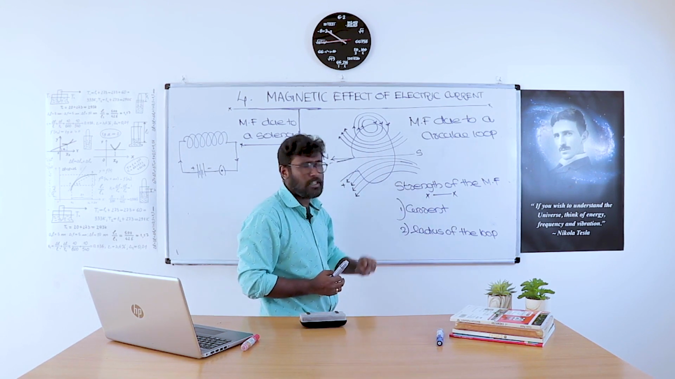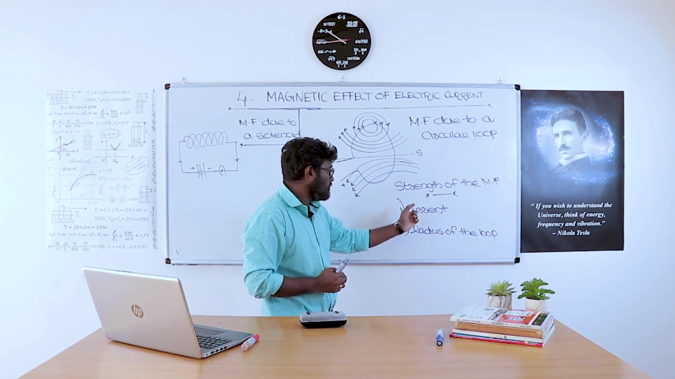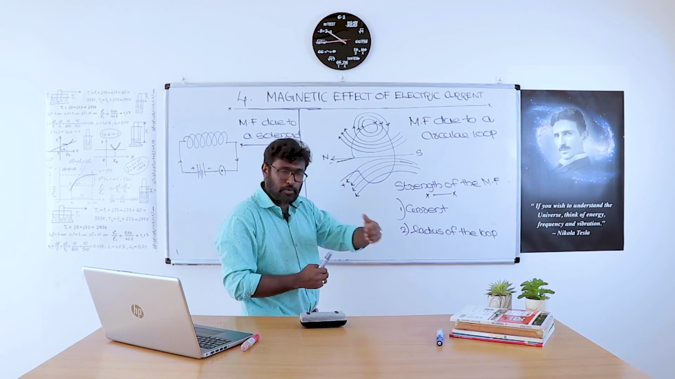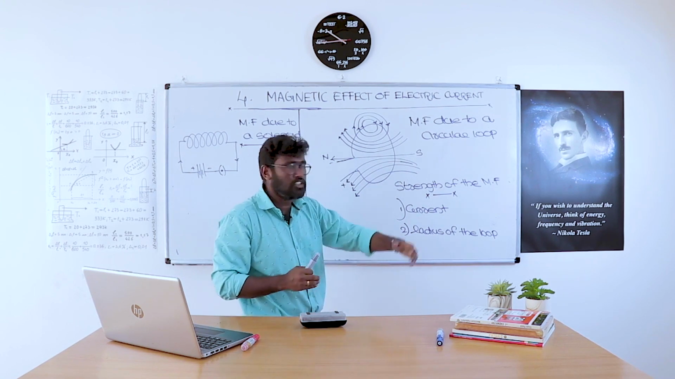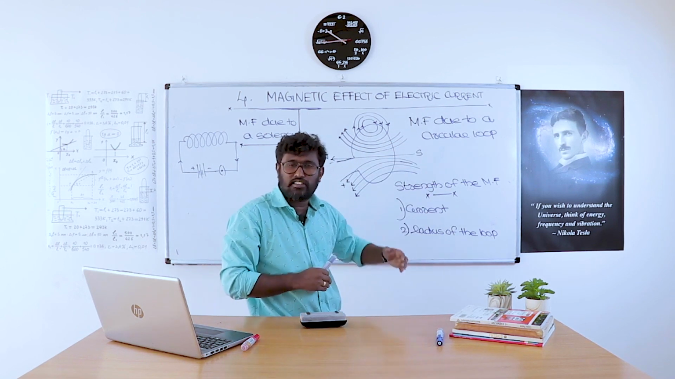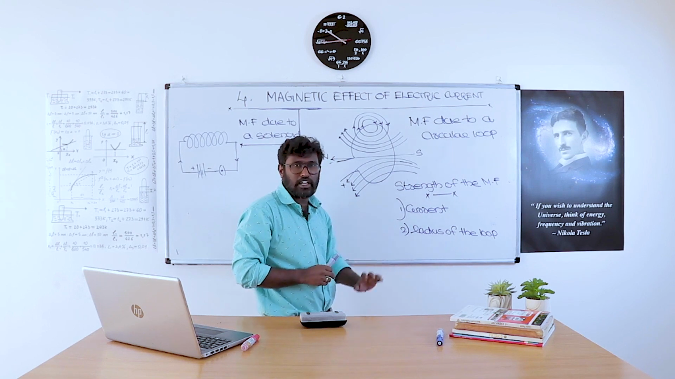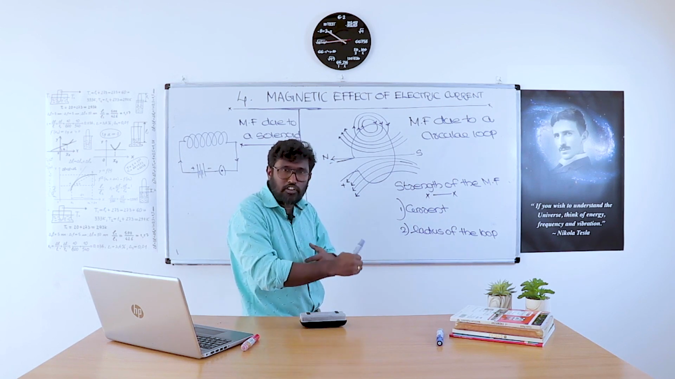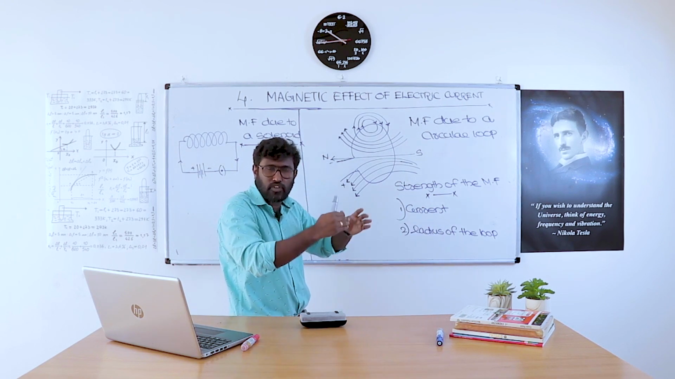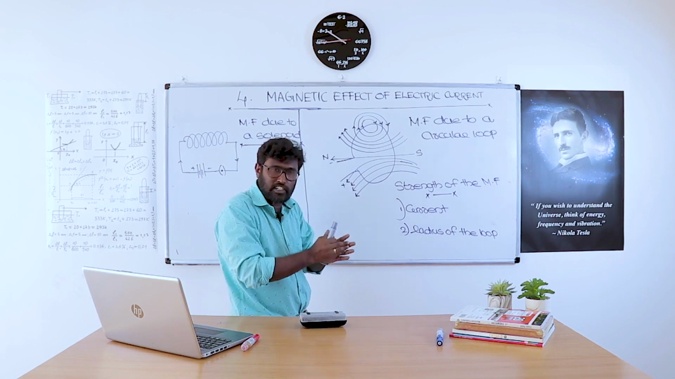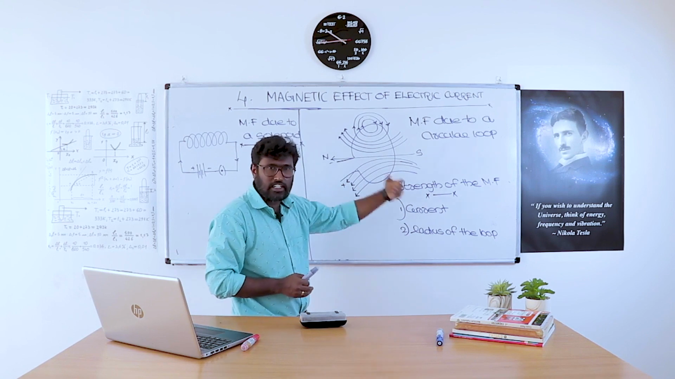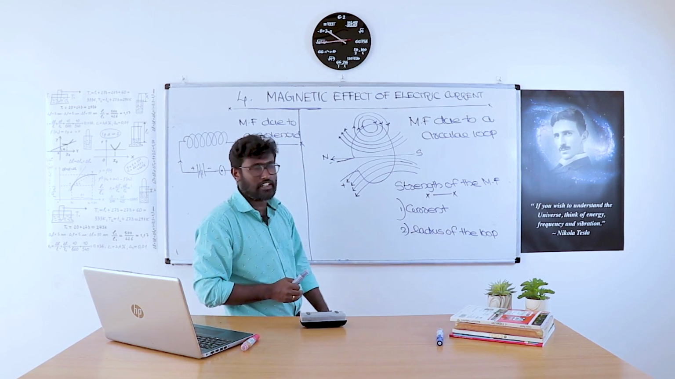How does current depend on the circular loop? More current, more strength. That means the strength of the magnetic field is directly proportional to the current. Whenever the current increases, the strength also increases. What about the radius of the loop and the strength? The strength of the magnetic field is inversely proportional to the radius of the loop. Whenever the radius of the loop increases, the strength of the magnetic field decreases.